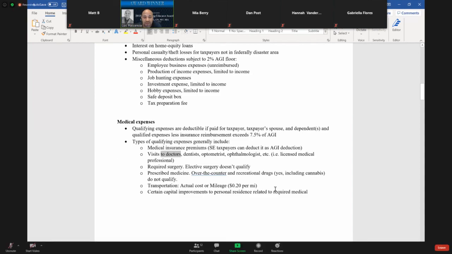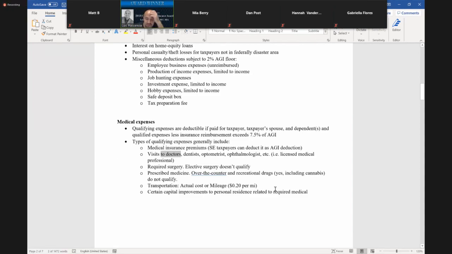Transportation to see your doctor, to see your physician, it's 20 cents per mile, or the actual expenses. Again, you can't take both. You can't take the gas plus the mileage, or whatever transportation on the L or the CTA. It's either or. You can't take both.